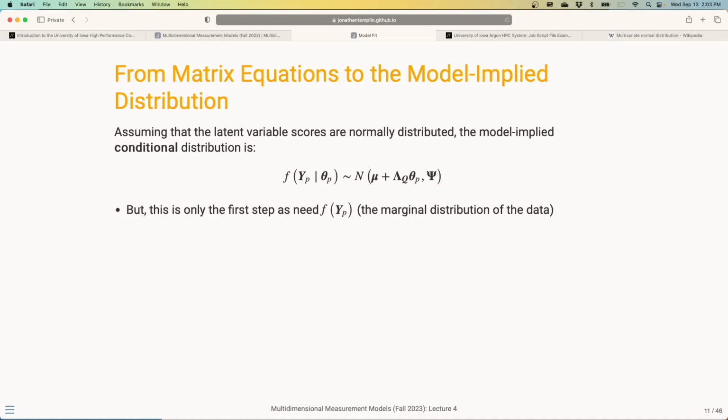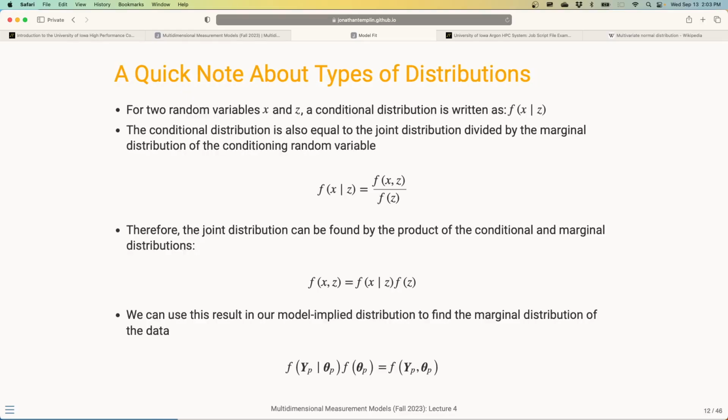All right. But that's not our data, right? Our data, remember our target distribution, we're trying to compare our model to our data. This is our model. It's conditional on theta. That's our model. What is the distribution of the data implied by our model? Because once we see what our distribution is implied by the model, we can think of what the target should be. Right? So, quick notes about types of distributions.